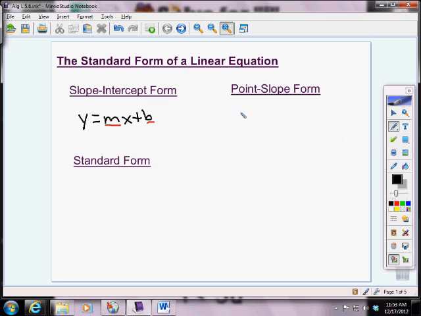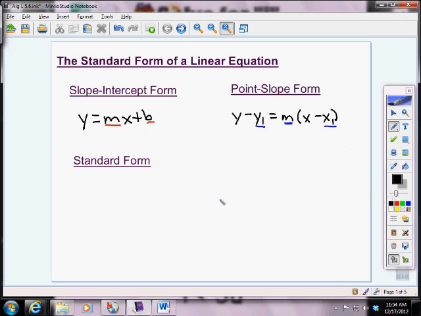Another form we've been dealing with is point-slope form. And point-slope form is y minus y1 equals m times a quantity x minus x1. This is useful when you have a slope and a point. We can just fill in our x and y values and the slope, and we have an equation. And then if we need to, we can solve this equation for y to put it in slope-intercept form, because slope-intercept form again allows us to graph fairly easily.